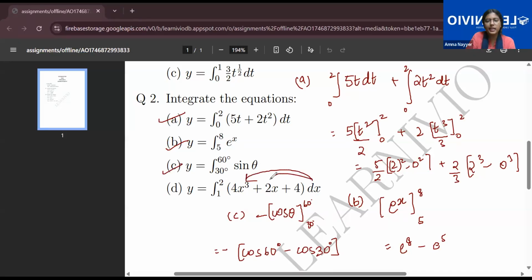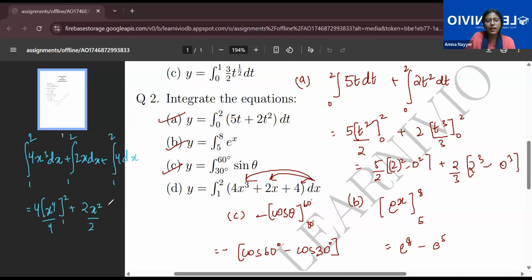Last one is 4x cube plus 2x plus 4 dx. Just multiply dx with each of them. So you have 4x cube dx integrating from 1 to 2, plus 2x dx integrating from 1 to 2, plus 4 dx integrating from 1 to 2. 4x cube gives 4x to the power 4 by 4 from 1 to 2, plus 2x square by 2 from 1 to 2, plus 4 times the integral of dx, which is x, from 1 to 2.